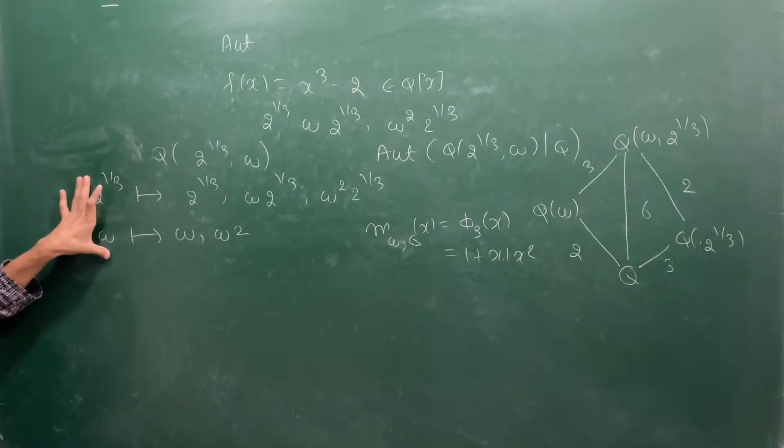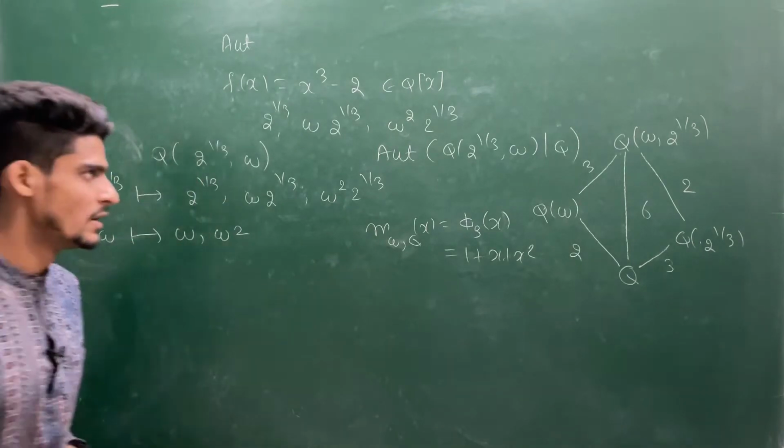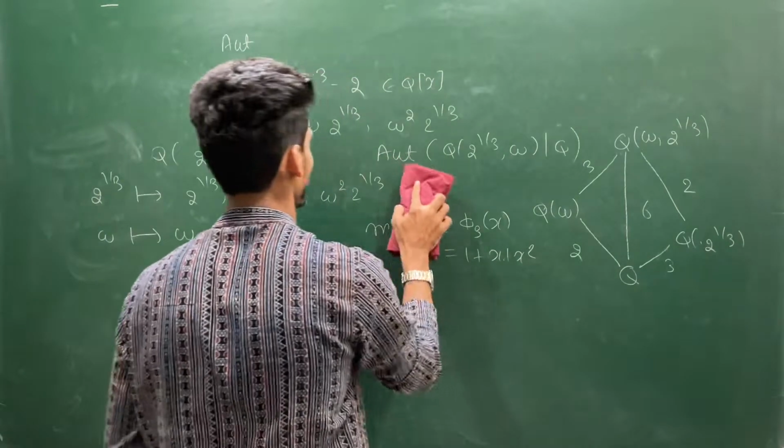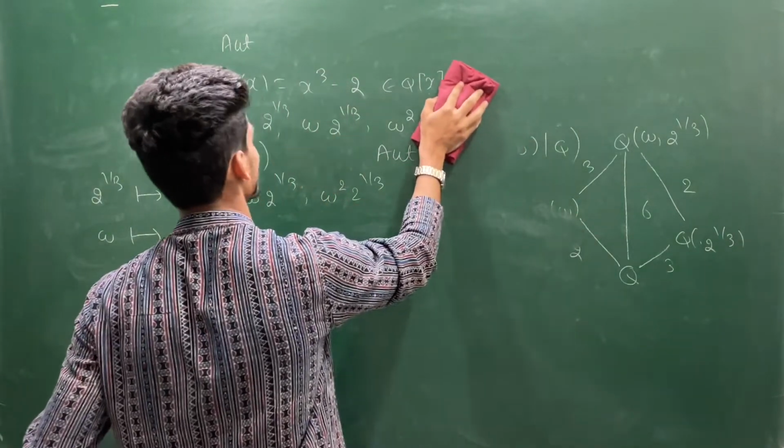So by using these choices, you have to create that group. Now let's create that group. One by one, we will observe everything.